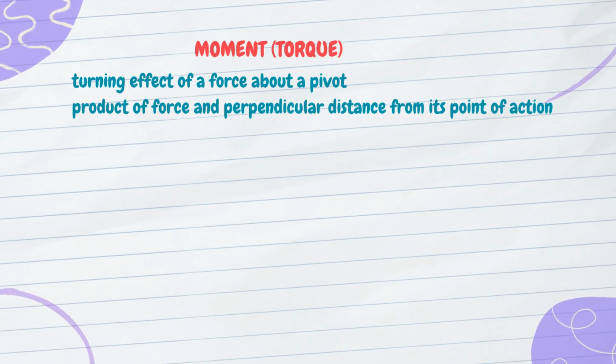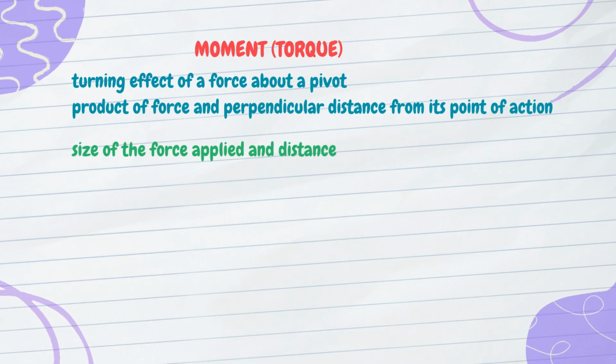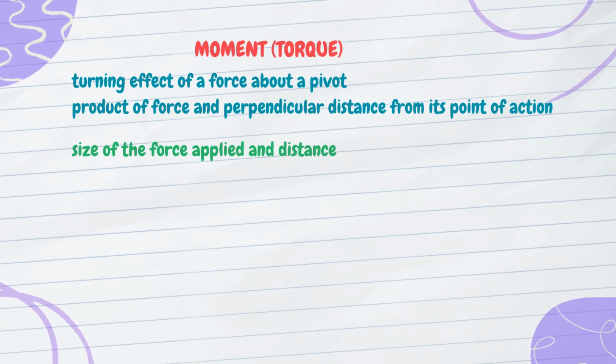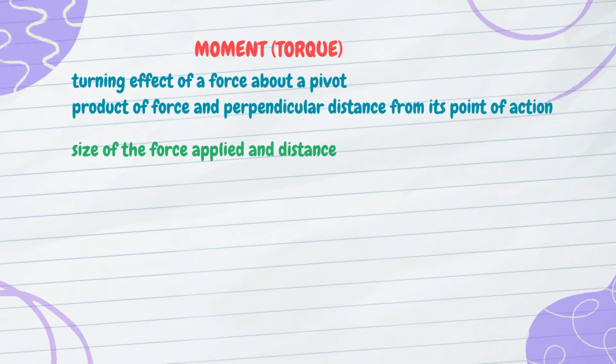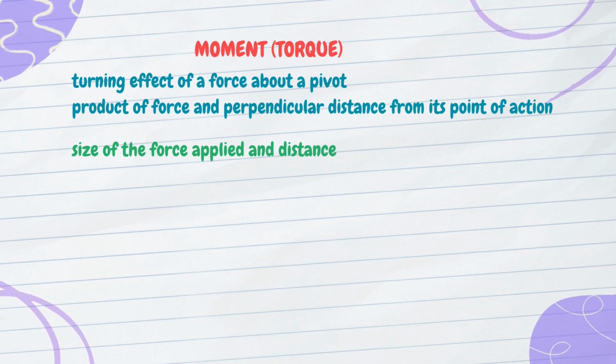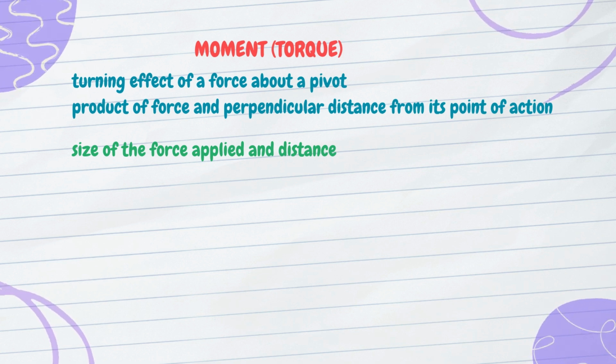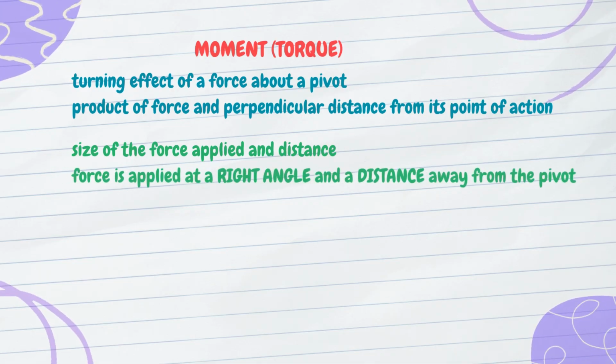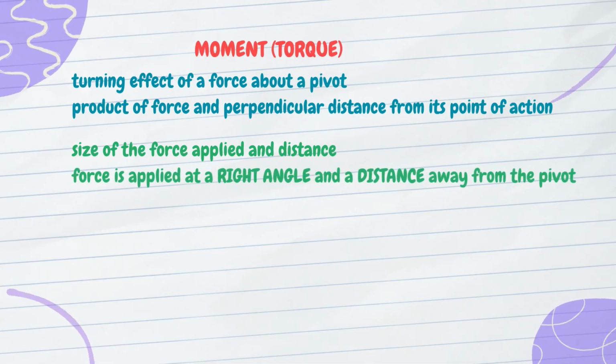The moment of a force depends on the size of the force applied and distance from where it is applied to the pivot. The larger the force applied, or the longer the distance from the pivot, the greater the turning effect. Note that the moment of force only occurs when the force is applied at a right angle and a distance away from the pivot.